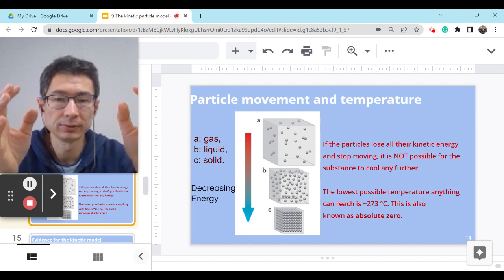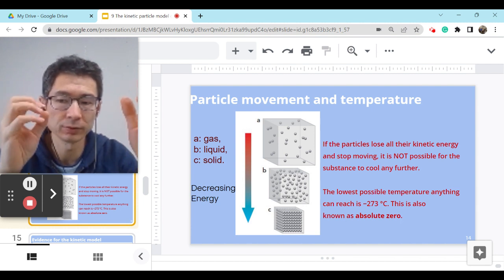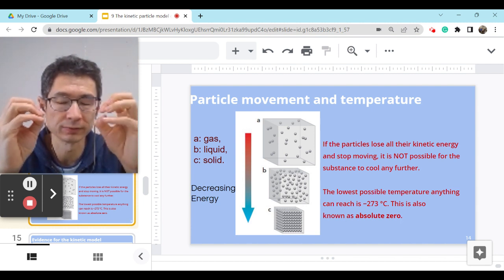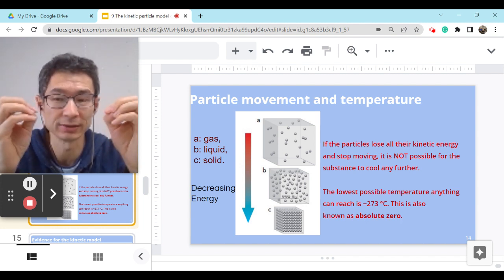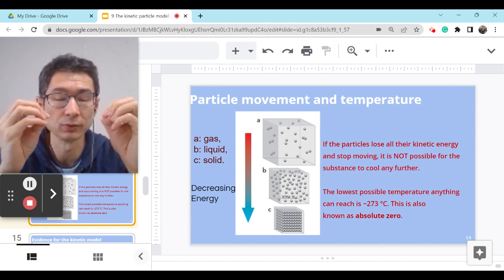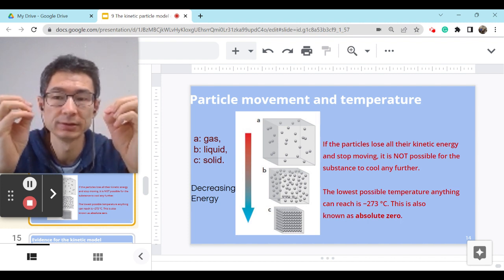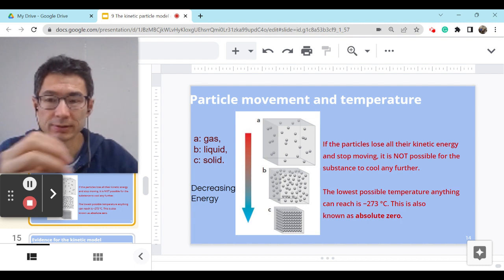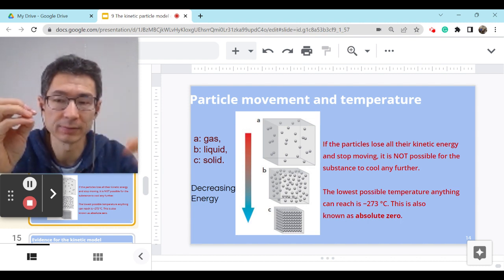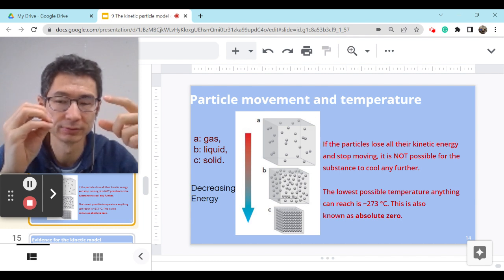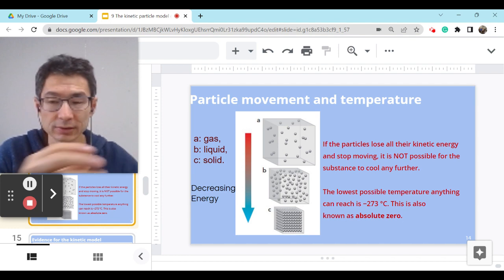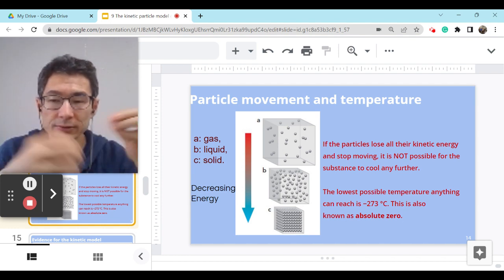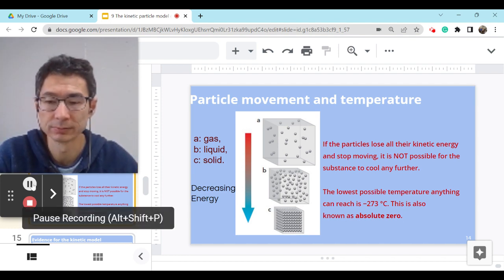Because there are intermolecular forces, the protons of this atom repel each other. They don't like each other. They repel each other because they have positive charge. But around them there are electrons, so the proton is attracted to the negative charge, which is electrons. So they pull each other. That's why there is constant motion going on.